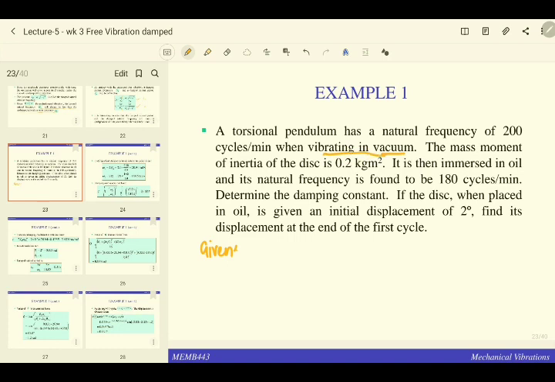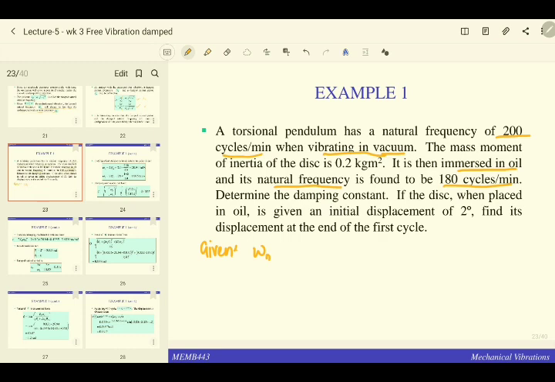There are two types of natural frequency. You have 200, and when it is immersed in oil, its natural frequency is found to be 180 cycles per minute. So in this case, we assume the one that is immersed in oil is your omega d. This one, in terms of cycles per minute, in vacuum, is omega n.